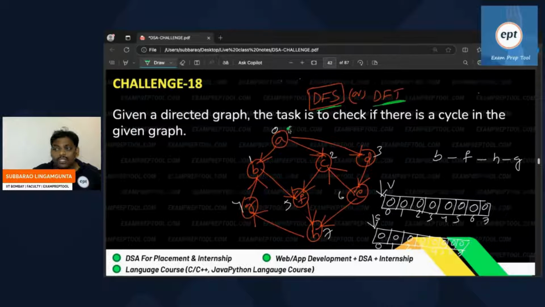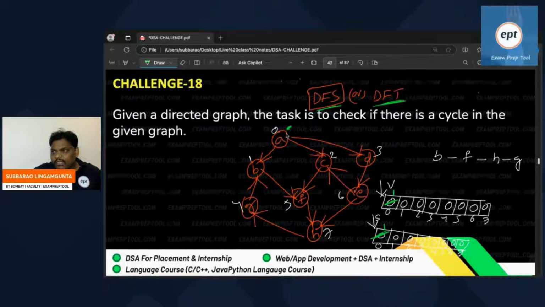Whichever vertex you are starting, visited of that vertex, A means 0, visited of that vertex is 1. And stack also 1. Whichever vertex you want to start from, that person visited also 1, and next one is stack also 1. Now I think see everyone now.